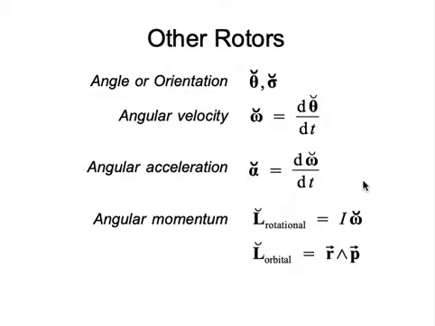We just saw the rotors for torque and angular displacement. Other rotors we should know are the orientation of an object in space, that is roll, pitch, and yaw angles. The angular velocity is omega equals d theta dt. Angular acceleration is just d omega dt. And we have our two different kinds of angular momentum: our body or rotational angular momentum, which is our moment of inertia times our angular velocity, or our orbital angular momentum, which is our radial vector angled with our linear momentum.